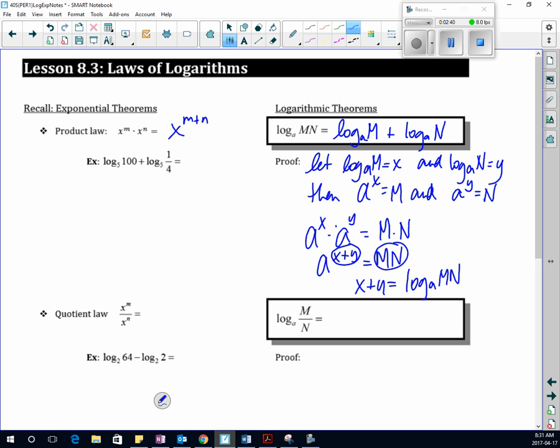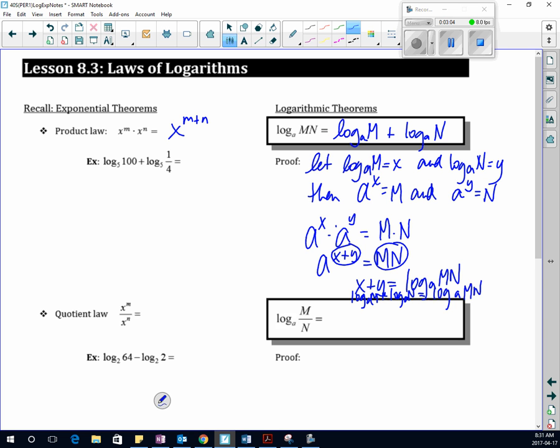And what is x plus y equal? Those two added up, right? So I'm running out of room. So that would be log of m base a plus log of n base a would be this together. So although this is the proof, how do you actually do this?